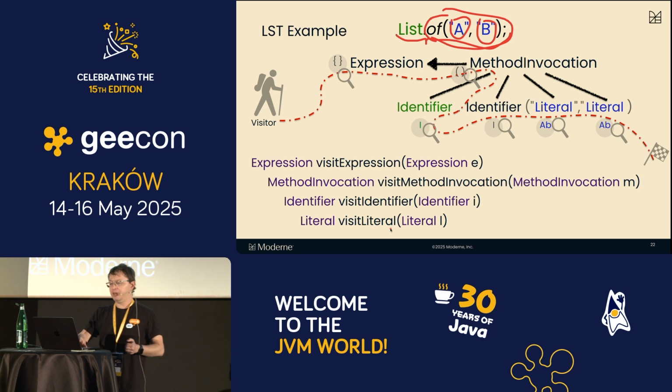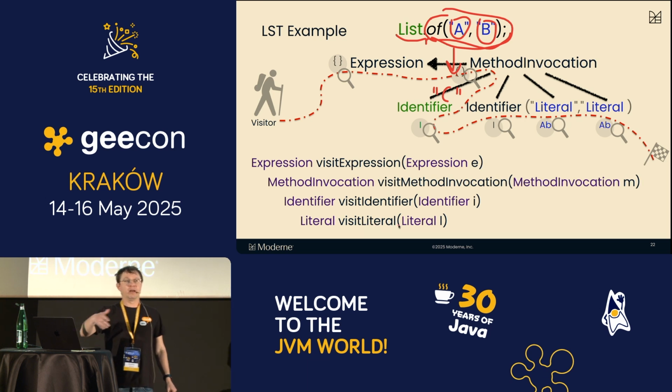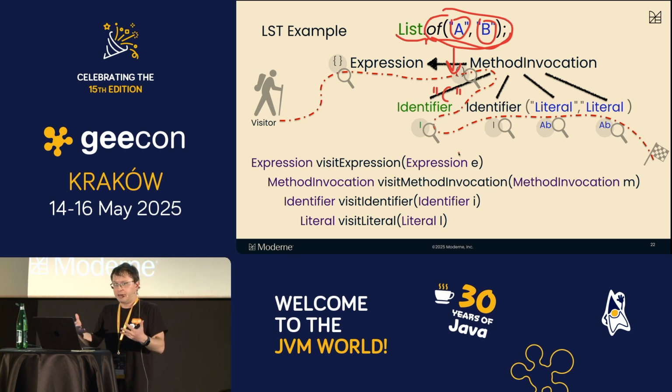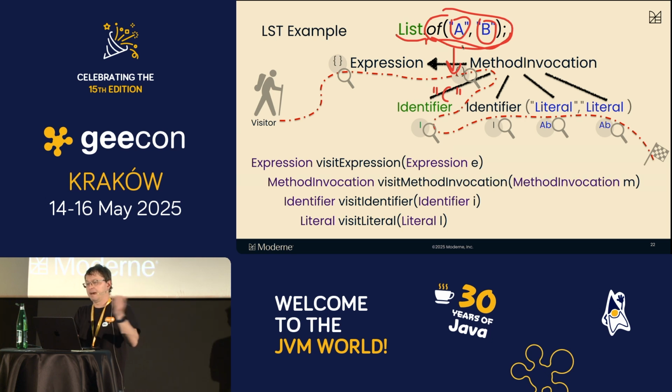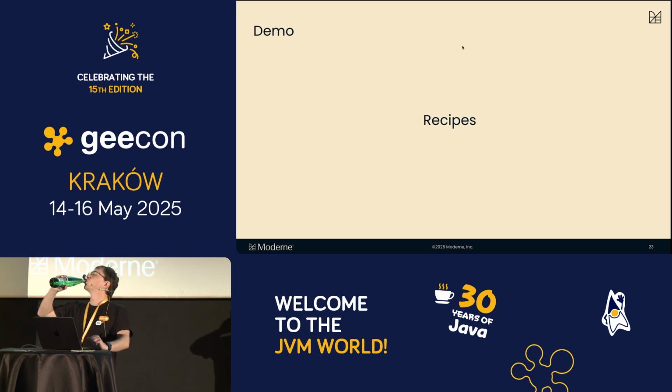And if we decide to change A and B, for example, to C and D, we should return C and D from our visit literal instead, and it will change our LST model. And when you print this LST model back to the source code, you will have other literals in the source code.